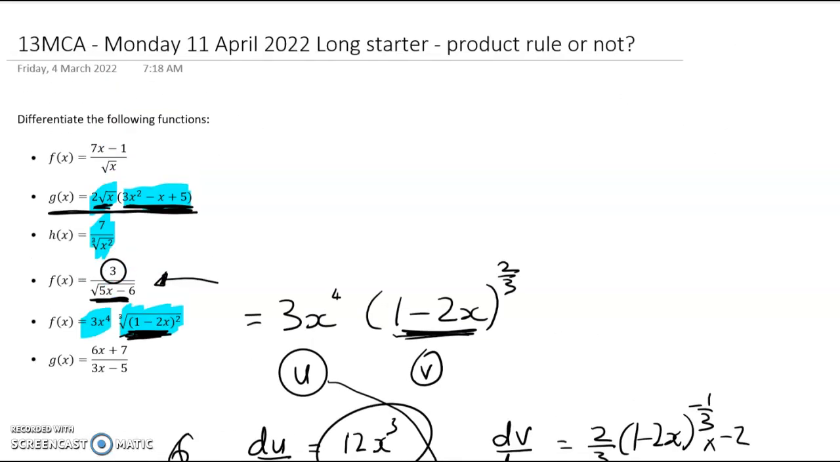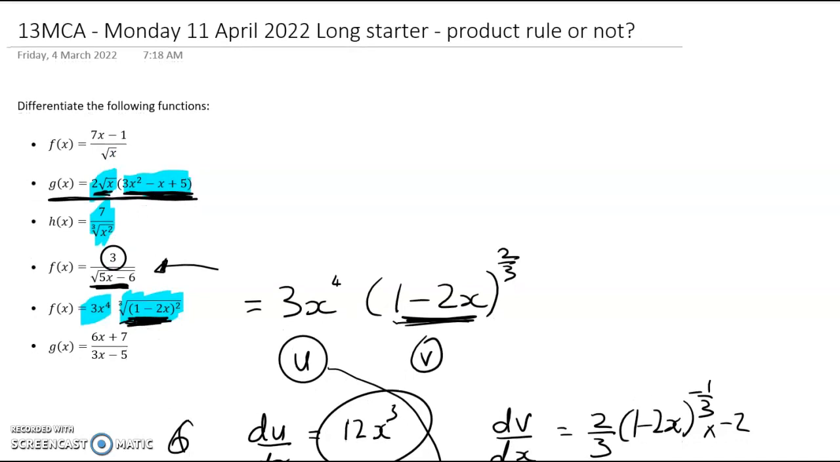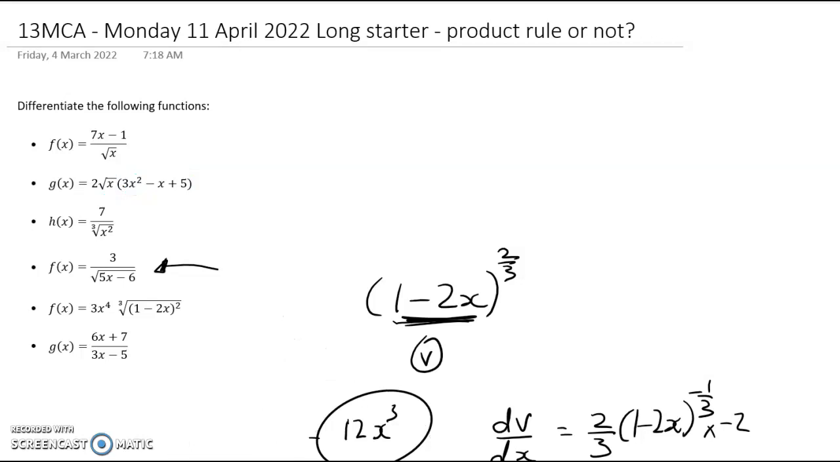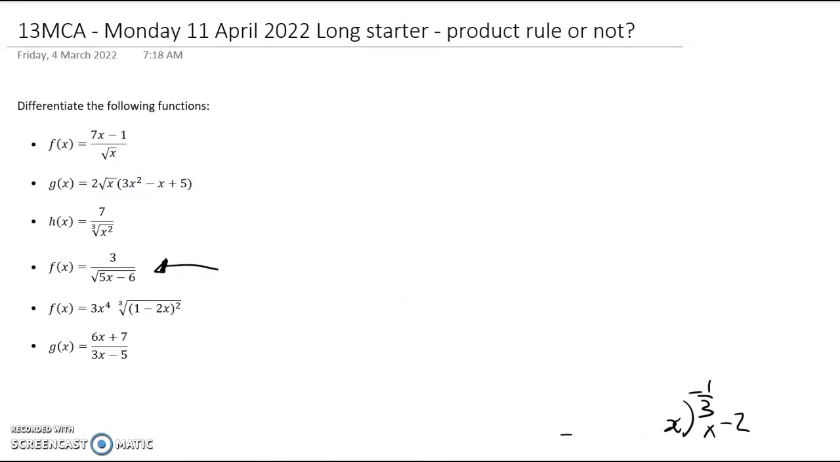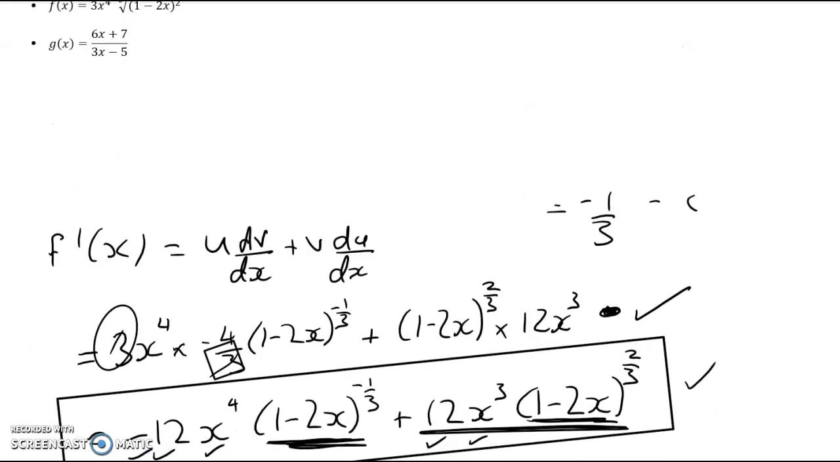Okay, last question. Now, this one is one where there are three ways to do it. The first way is with simplifying a wee bit. The second way is with the product rule. And the third way is with the quotient rule, which is the other thing that we learned today.